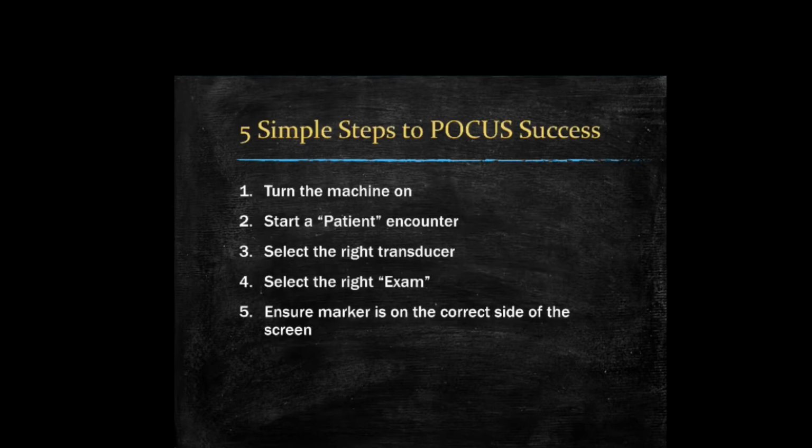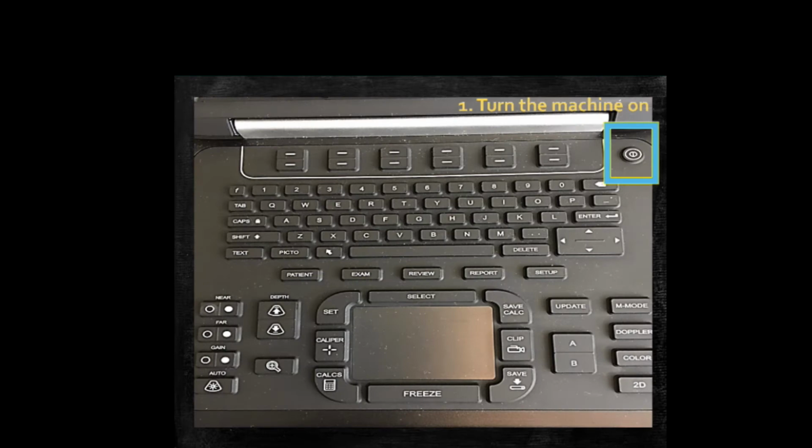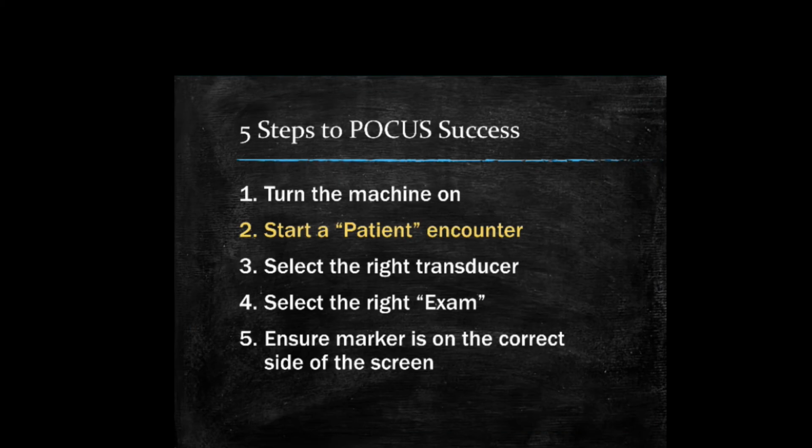And so there's really 5 simple steps to getting to POCUS success, and I'm going to run through these bit by bit. So the first step for everything is simply just getting the machine on. For the Sonosite Edge 2, that's found in the upper right hand corner of the machine. But for every machine, there'll just be a simple on and off button.